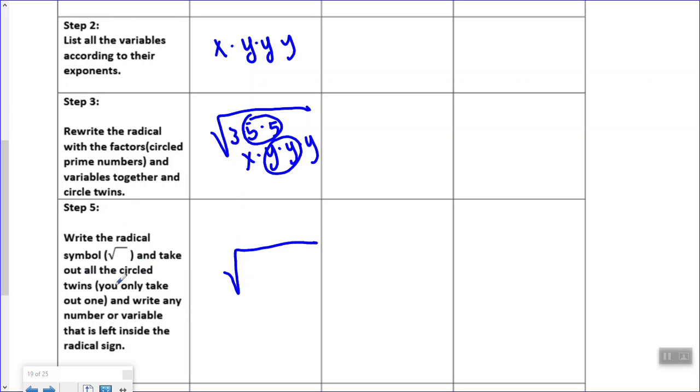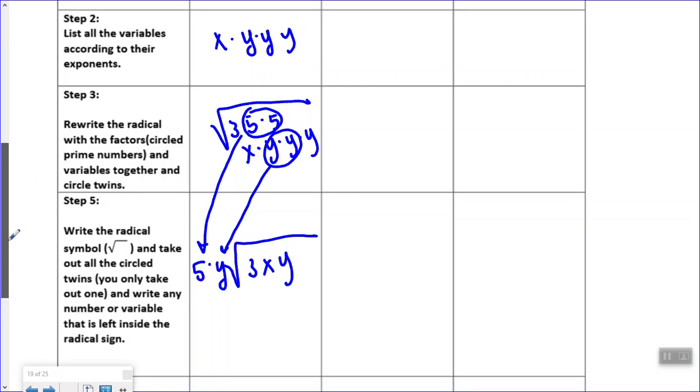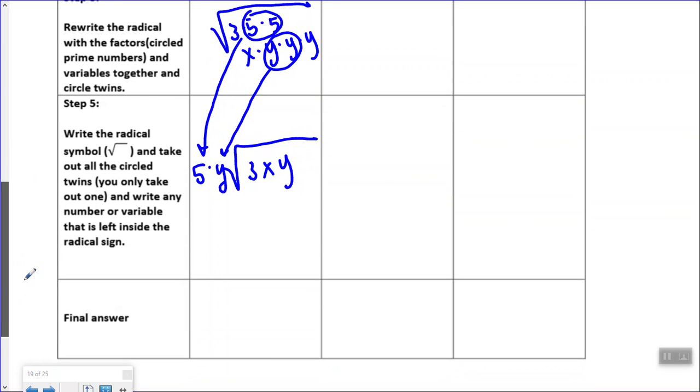But when you take it out, you only take out one and write any number or variable that is left inside the radical sign. So here you have twins, so we are gonna take a 5 outside the radical and then take a y outside the radical. Here 3, x, y, they stay. Sometimes you have to simplify more, but for this problem, you don't have to simplify from here. So your final answer is 5y square root of 3xy.